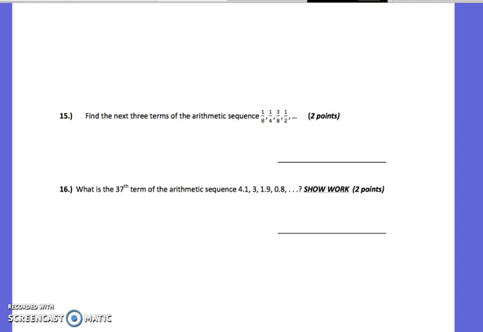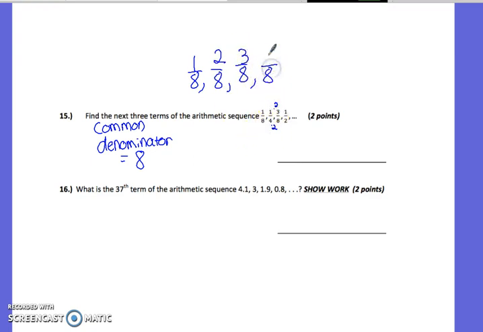Number 15, find the next 3 terms. Because they're fractions, you want to get a common denominator. And I said my common denominator equals 8. So it would be 1/8. 1/4 times 2 is 2/8, 3/8, and then 1/2 is 4/8. So I know that my difference is plus 1/8. So my next term would be 5/8, then I'd have 6/8, and then 7/8.